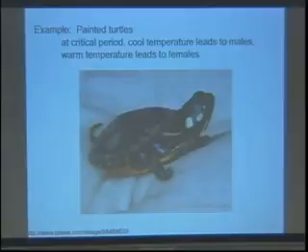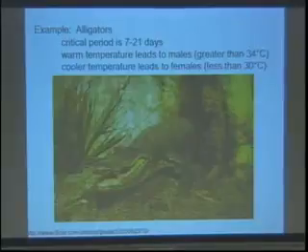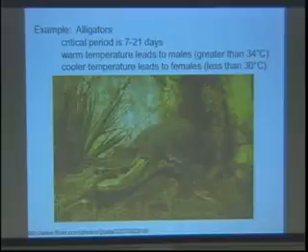And in alligators, it's also temperature dependent, but it works the other way. We know that in alligators, the critical period is between 7 and 21 days when the egg is developing. In this case, warm temperatures lead to males, and warm is greater than 34, and cool temperatures lead to females, so less than 30. The reason that they're so warm is this is a female alligator, and she's built a nest out of rotting vegetation, and she's got the eggs in there, and she's protecting them, and she sits on the nest a lot of the time. She keeps it warm. And depending on what temperature she keeps it, will control the ratio of males and females that she gets.